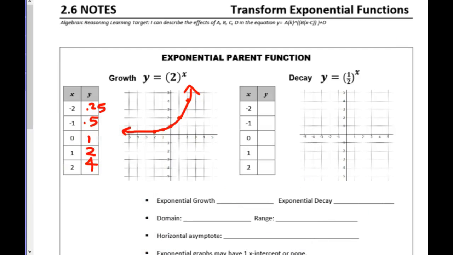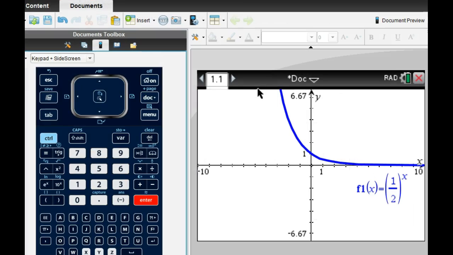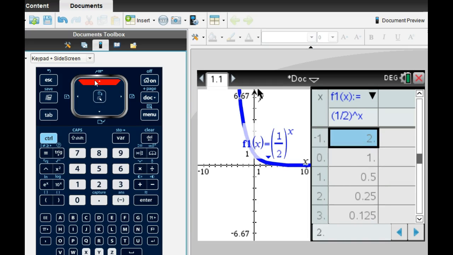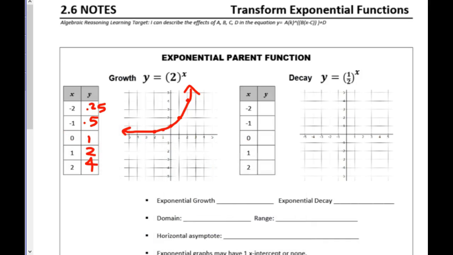Now you tell me, how does 2 to the x compare to 1/2 to the x? It just flipped over basically, right? Very similar, just reflects over the y-axis. So once again, let's get the table, Control-T, and let's put these numbers in. So we have -2, 4, and then my y values are 2, 1, 0.5, and 0.25. So let's fill that in.